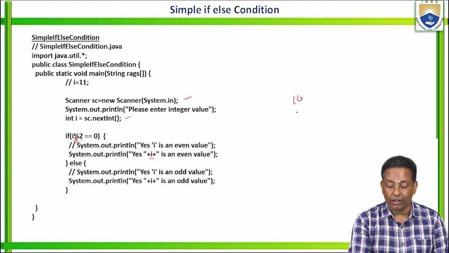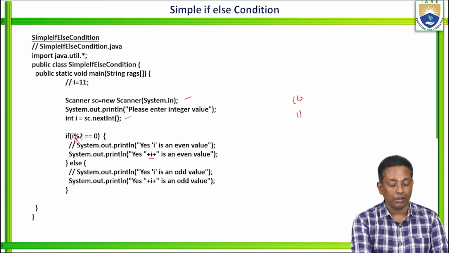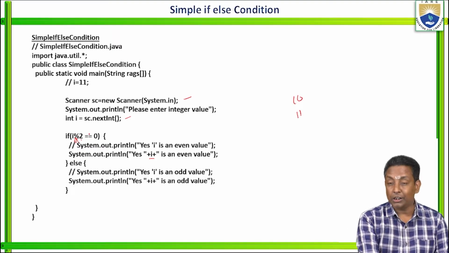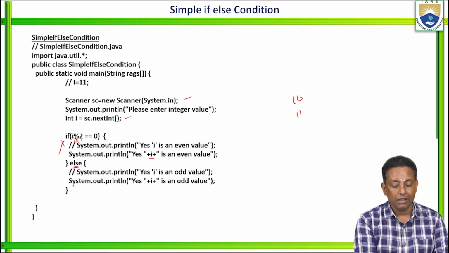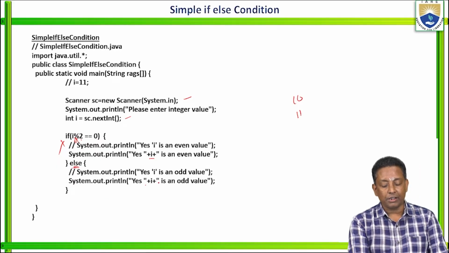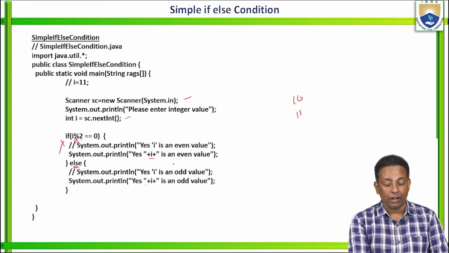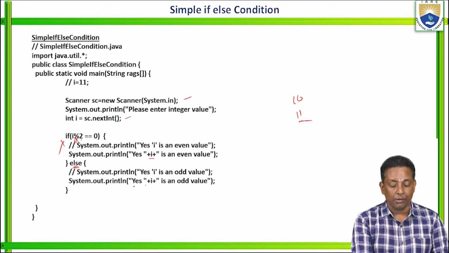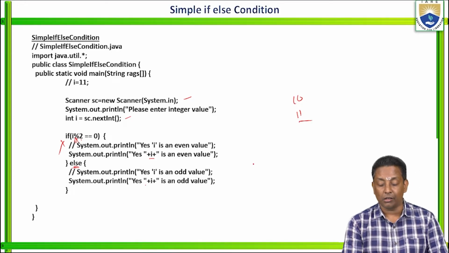Suppose you enter 11 from the standard input, that comes here. The condition fails. 11 divided by 2, the remainder is 1. If the condition fails, then control comes to the else block. The else block has System.out.println, yes, 11 is an odd value. If you enter integer value 10, it prints yes, 10 is an even value. Suppose you enter 11, then it will print yes, 11 is an odd value, like that it will print.